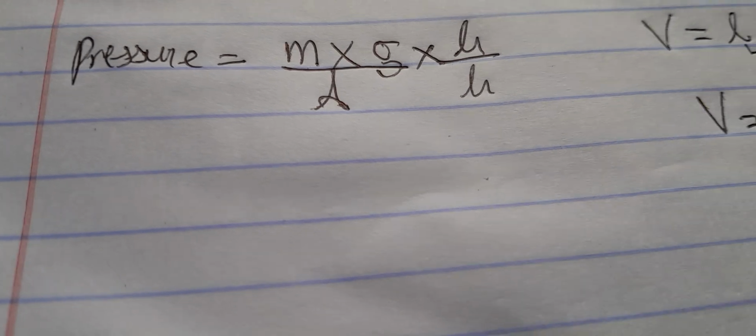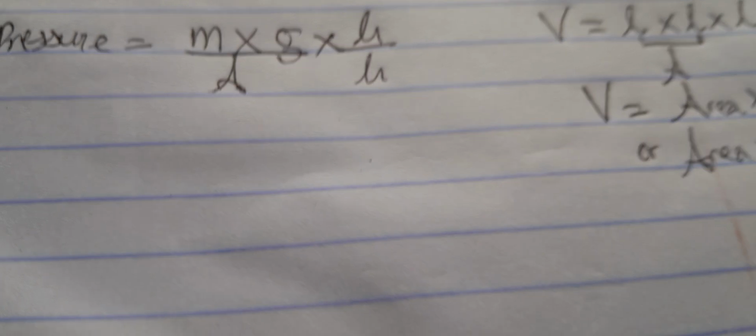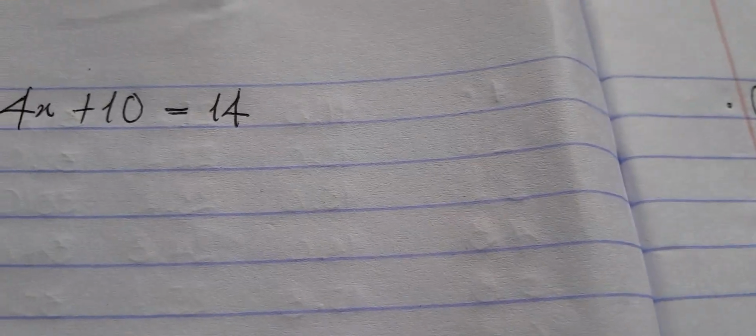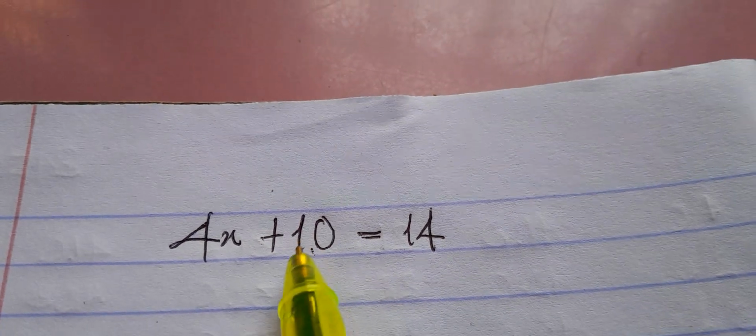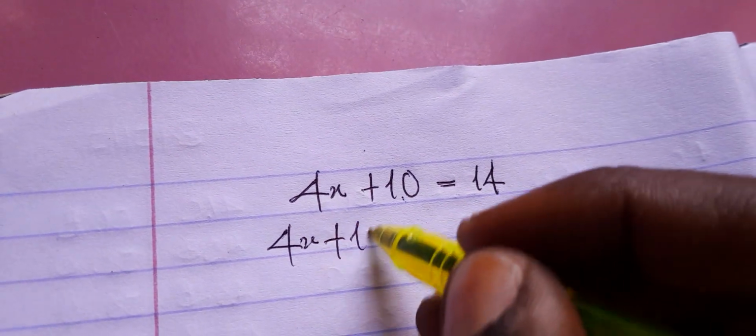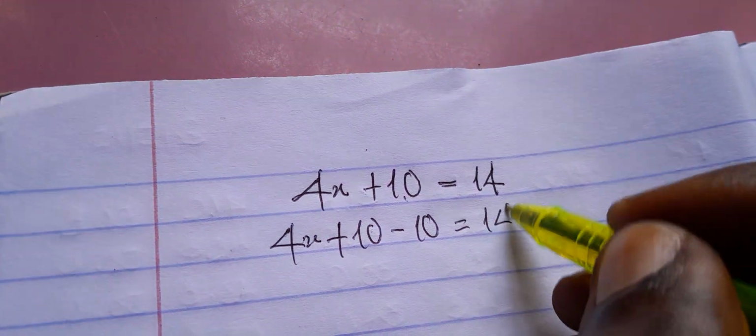Now, it is mathematically allowed that you bring in something, but the moment you're bringing in something, there is a need to balance it. For instance, we have 4x plus 10 equal 14, and you're asked to find x. Okay, so we're having plus 10 here, but we need to take away this 10. How do you take away positive 10? Is to introduce negative 10. So it's now become 4x plus 10 minus 10 equal 14.